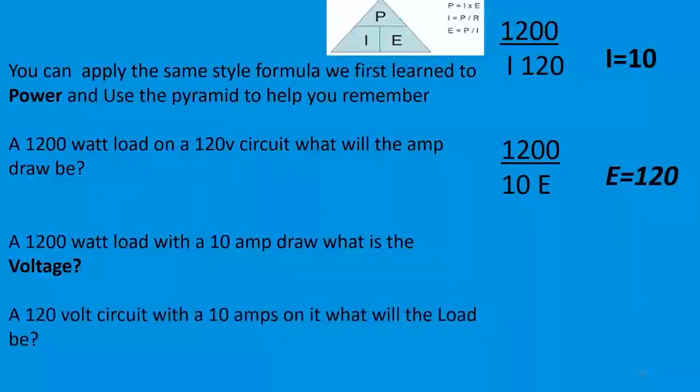Again, you have a 120 volt circuit with a 10 amp draw on it. What will the load be? Just type in what you know. We're going to multiply 10 multiplied by 120 to get the power, which is watts, and it is equal to 1200.